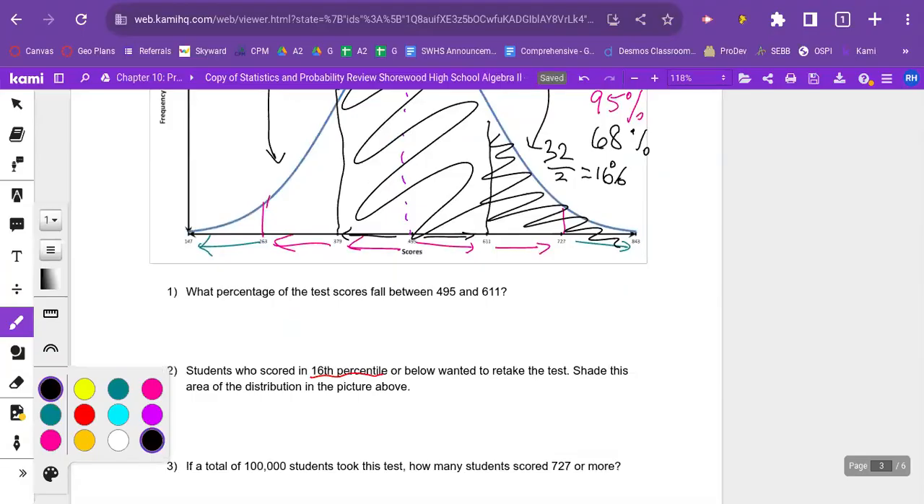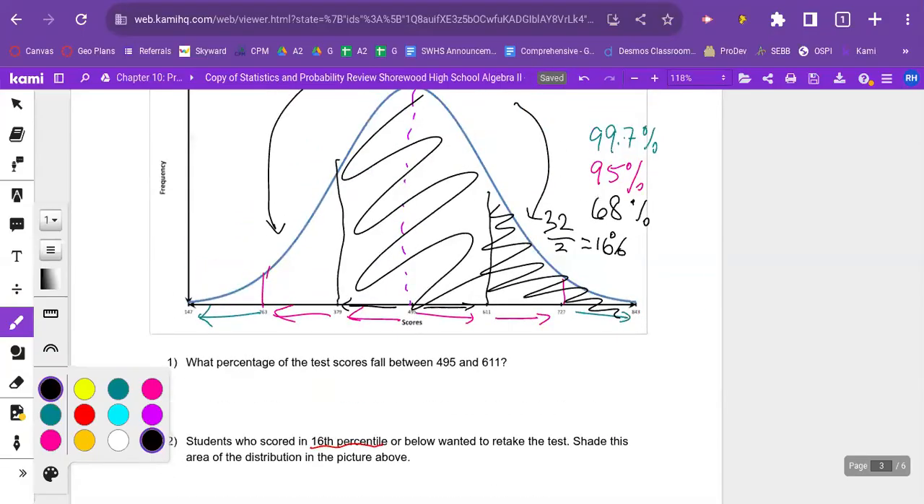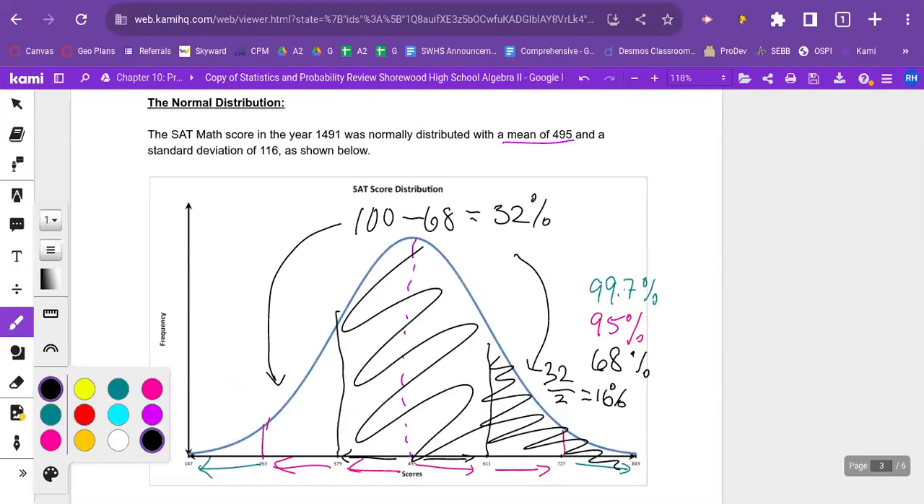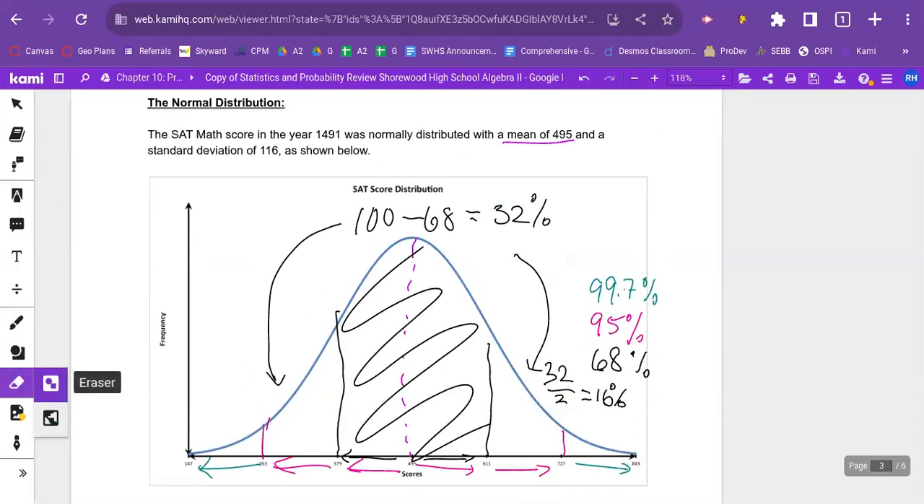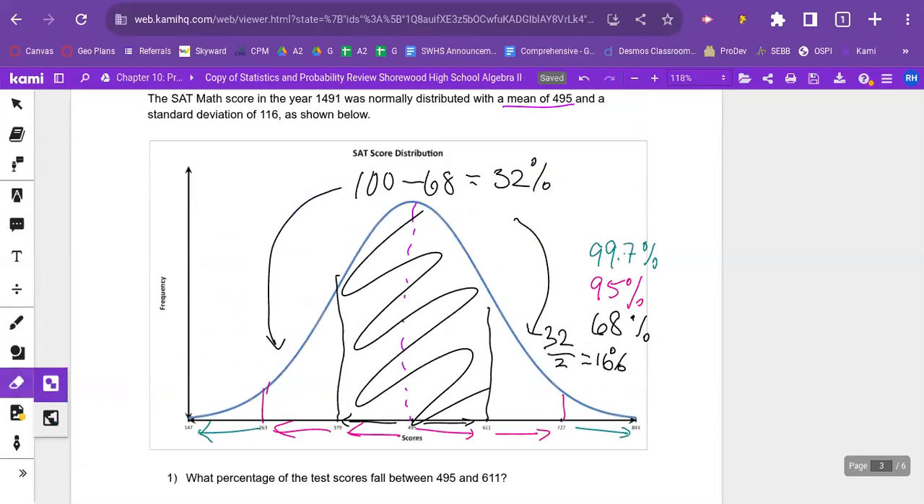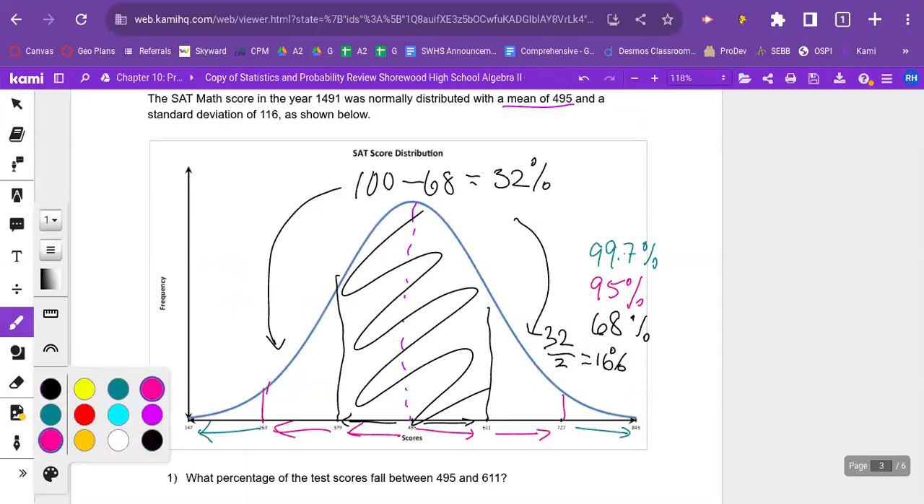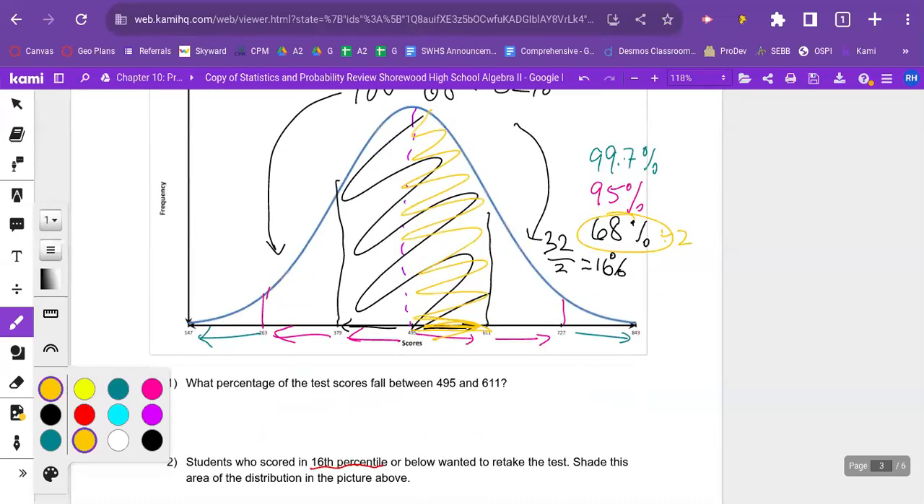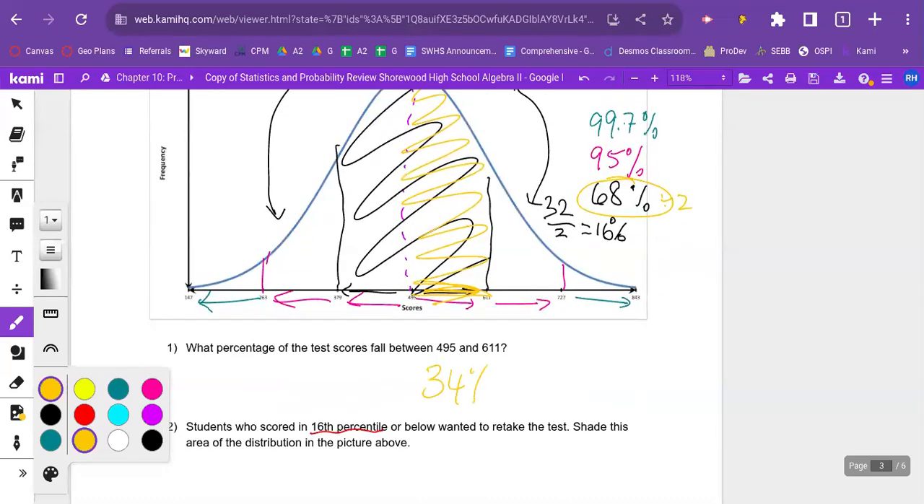And that's what the second question is asking for. What percent of the total scores are between 495 and 611? So if we look at this first question, it's asking between 495 and 611. And that's a fairly simple one, because if we look at the data between 495 and 611, is this half? And so if the whole thing is 68, then I can just divide that by 2 and get 34% of the data falls between those two values.